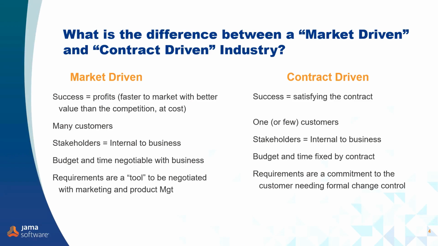As I mentioned on the prior page, a key differentiator is getting to market faster. The success of a program in a market-driven environment is basically profits. The first mover tends to collect the lion's share of the profits. We typically have many customers. You don't have a single customer. Marketing and product management tells you roughly what they think the competition will be and what differentiates.